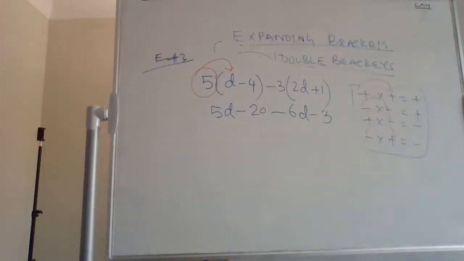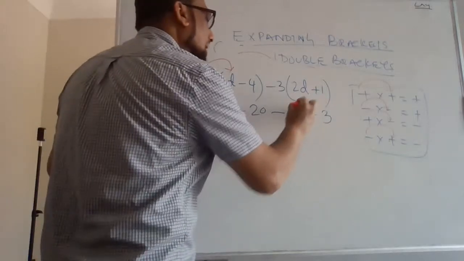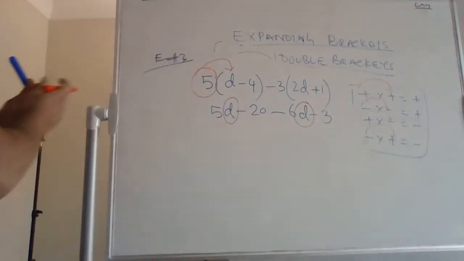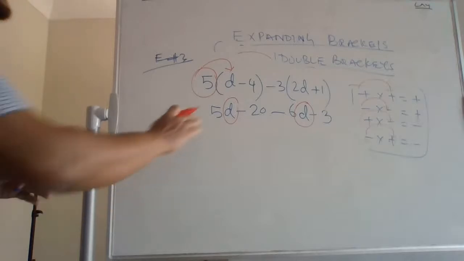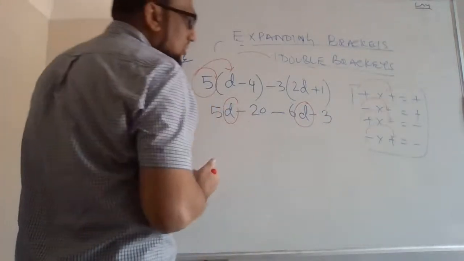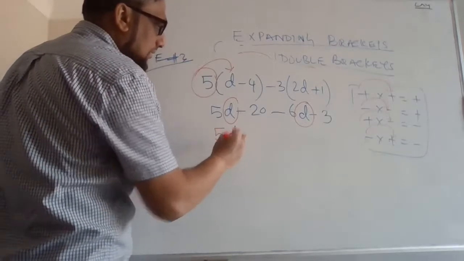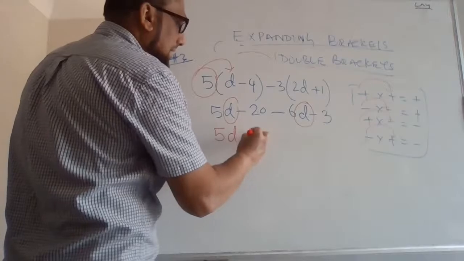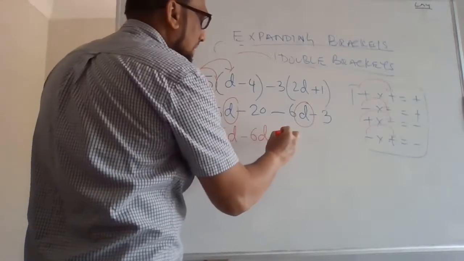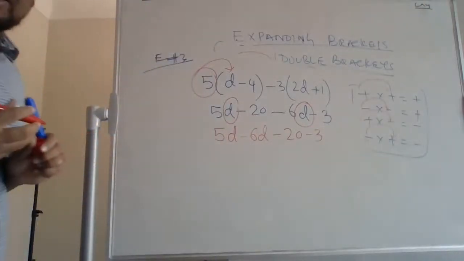In the same way, this is the variable we have, d. So I need to write all the d terms on one side and the numbers on the other side. Okay, so I'm just making a group. So all the d terms I'm writing: 5d minus 6d, minus 20 and minus 3.